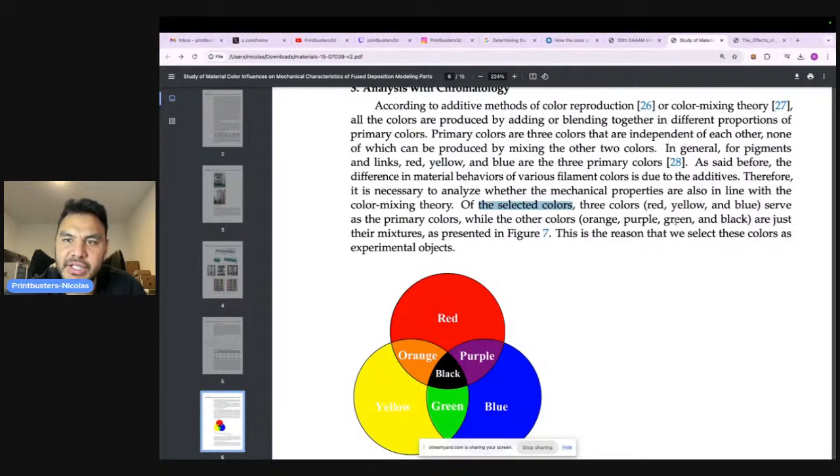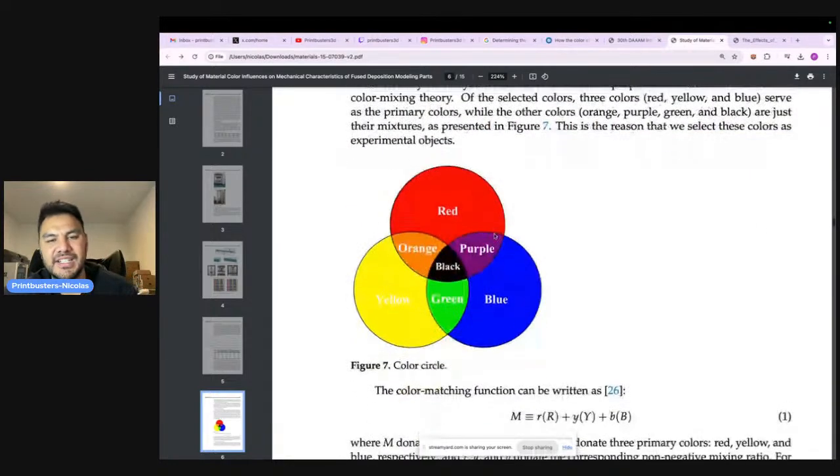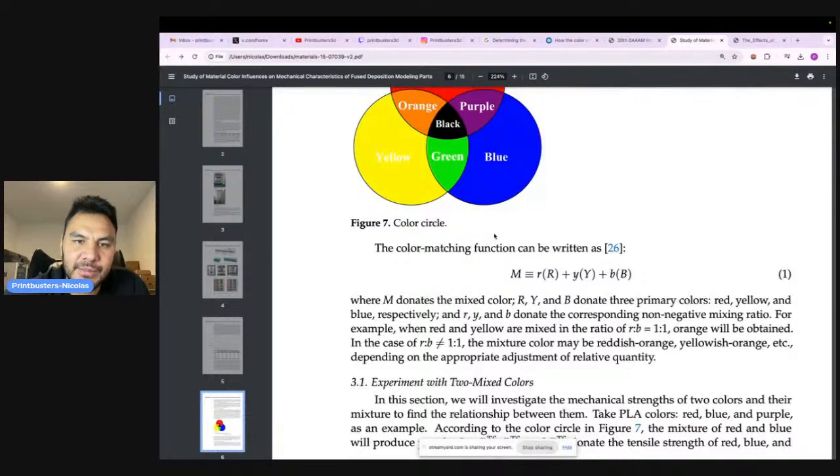Yeah, that's a little bit strange. So they believe, okay, I think I understand their idea. So they believe that if you put red and it reduces the layer adhesion by 20%, and if you put blue and it increases the layer adhesion by, I don't know, 20%, then if you put purple, it should be relatively like no change. I think that's their hypothesis. This is the reason that we selected these colors as experimental objects. I'm not sure.